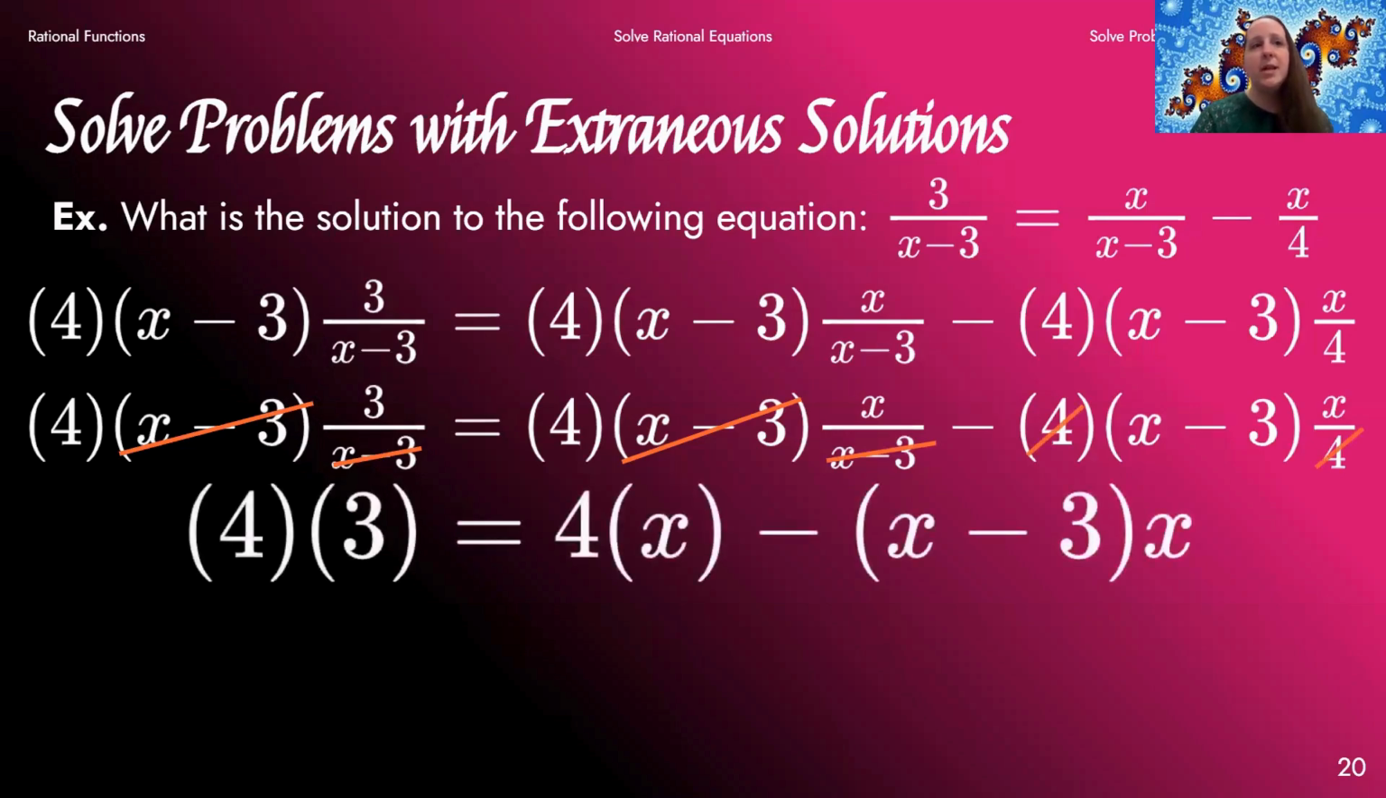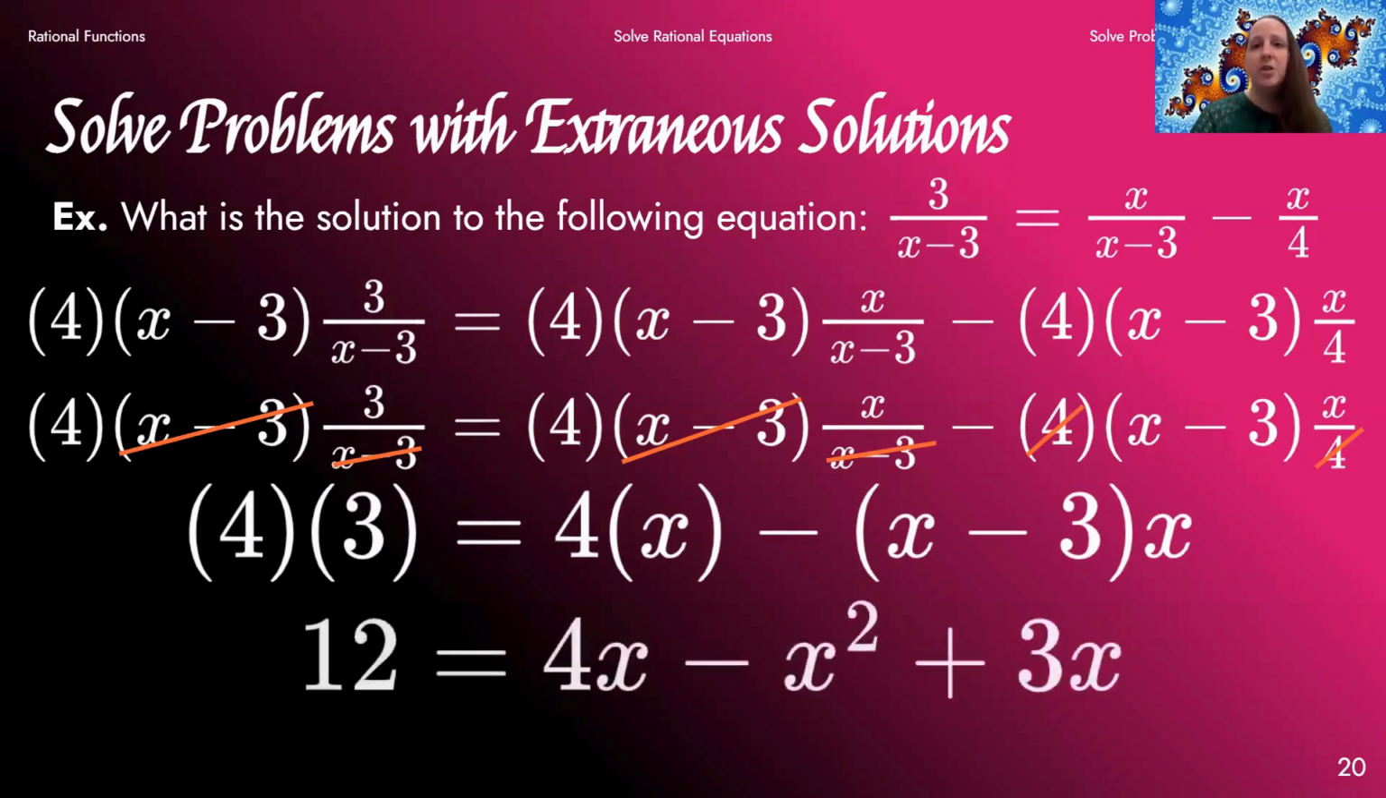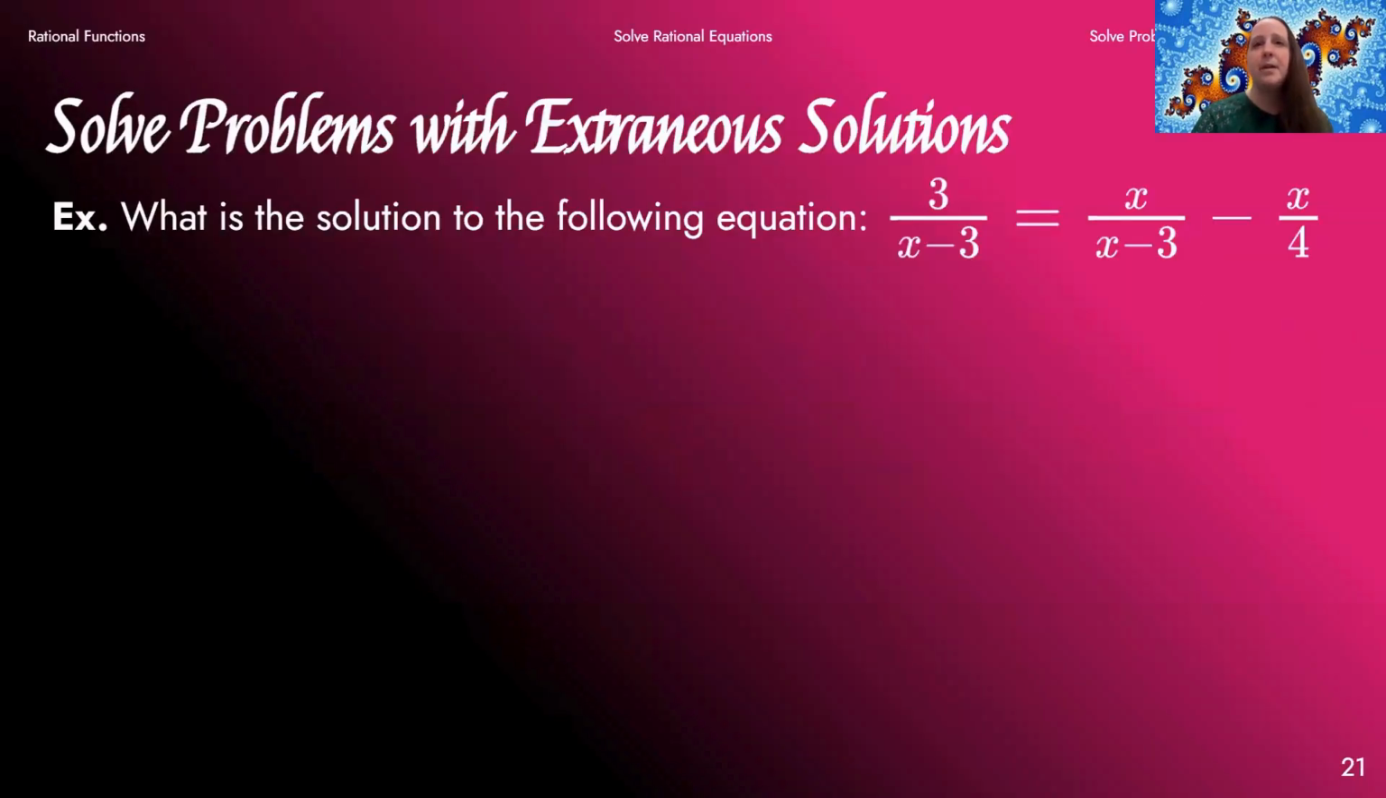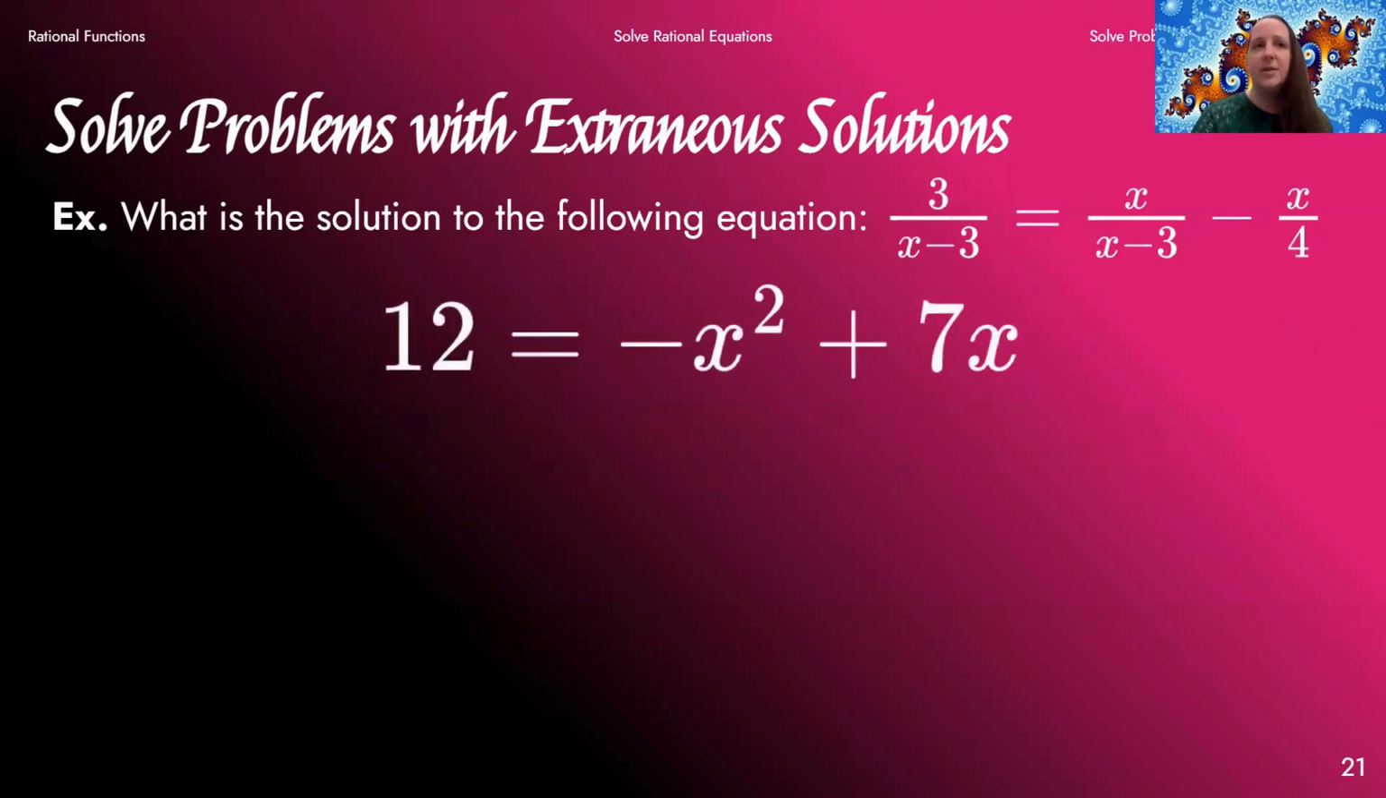So that gives me 4 times 3 on my left side, and then 4x minus x minus 3 times x on my right side. I'm going to go ahead and distribute and simplify. Okay, so 4x minus x squared plus 3x. So again, I simplified that. So I get 12 equals negative x squared plus 7x.